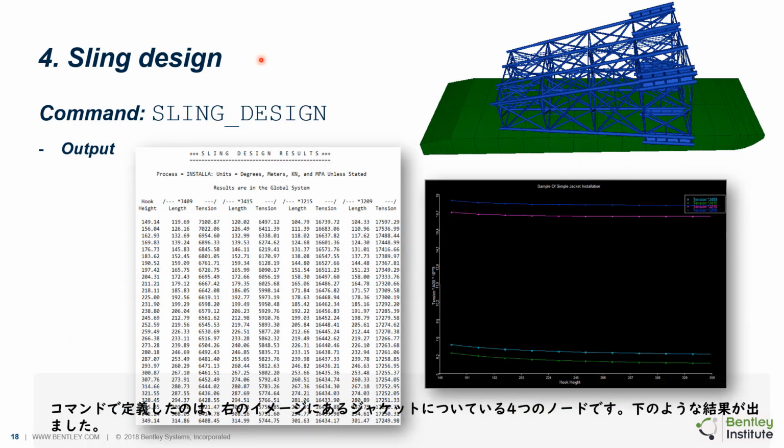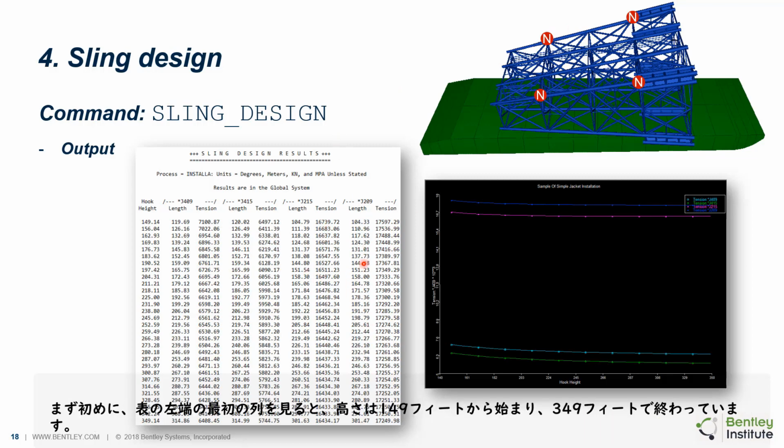What I defined on the command is the four corner nodes of the jacket, as shown in the picture here. Then I got the result below. First of all, if we look at the first column, the height starts from 149 feet and finishes at 349 feet. This is because initial and maximum height are measured from the highest node defined on the command.